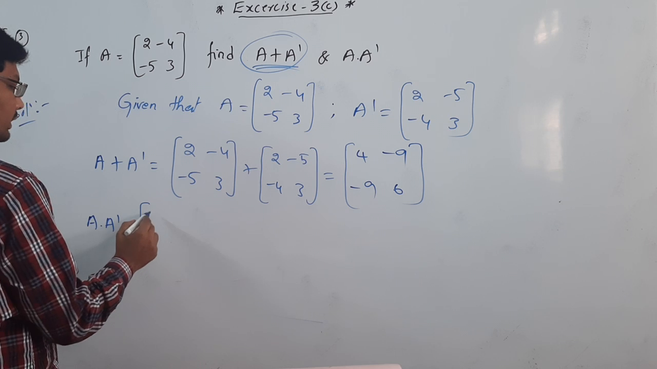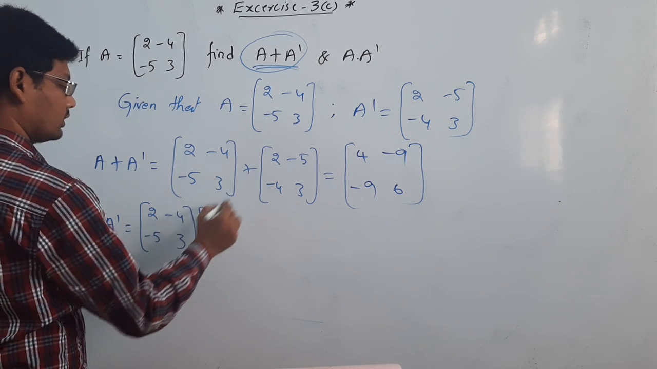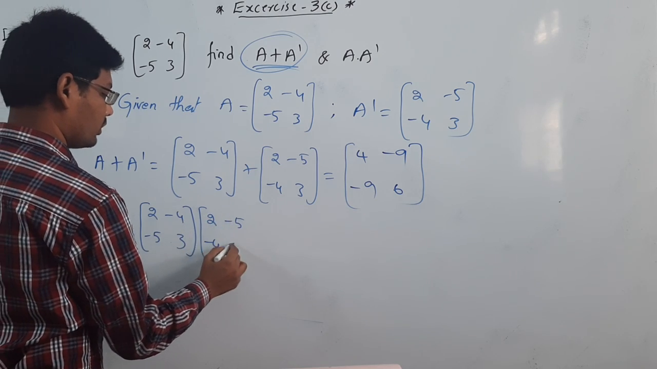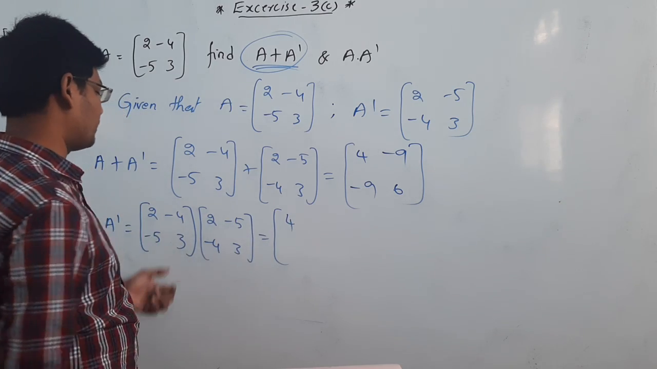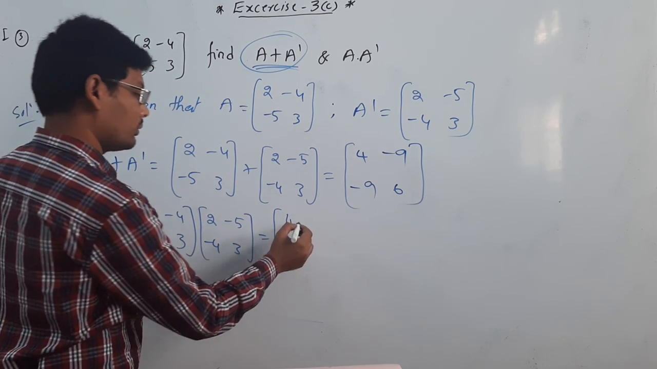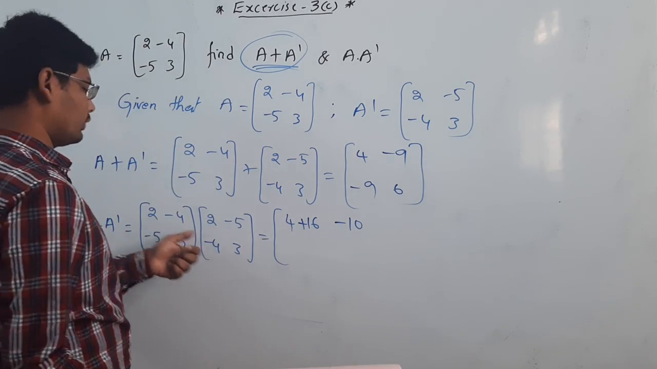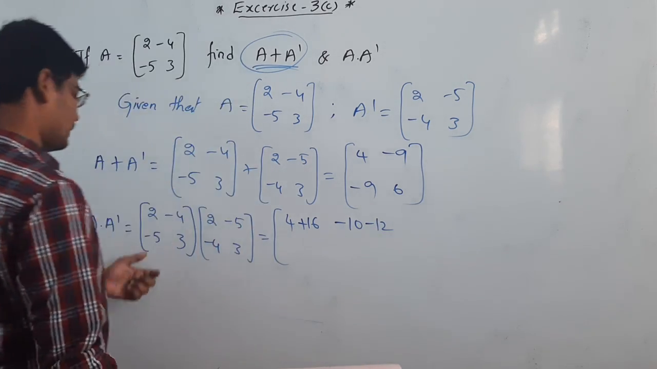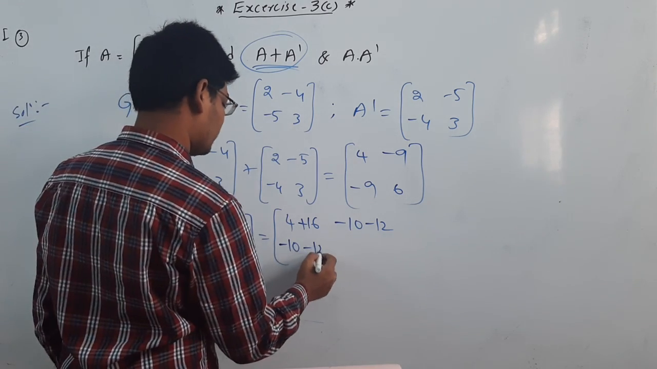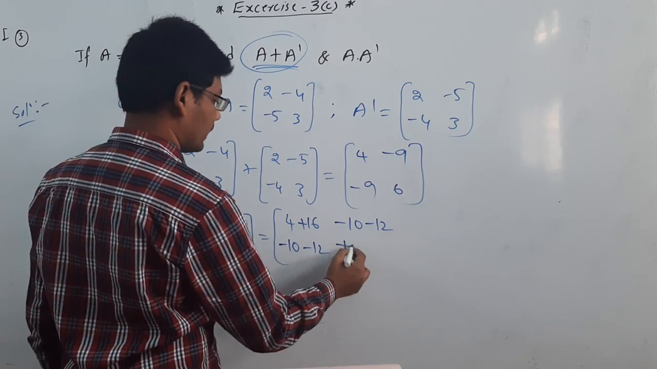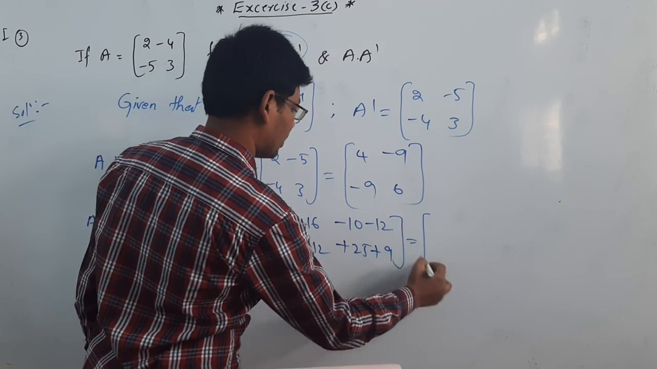A into A dash is nothing but 2 minus 4 minus 5 3 into 2 minus 5 minus 4 3. Let's multiply the matrices. 2 into 2 is 4, directly I am multiplying here. Minus 4 into minus 4 is plus 16. And 2 into minus 5 is minus 10, minus 4 into 3 is minus 12, and minus 5 into 2 is minus 10, 3 into minus 4 is minus 12, and minus 5 into minus 5 is plus 25, and 3 into 3 is 9. Let's solve this matrix here.